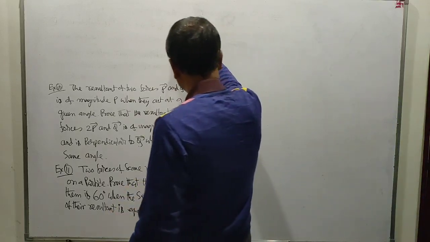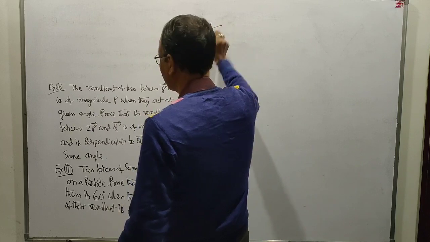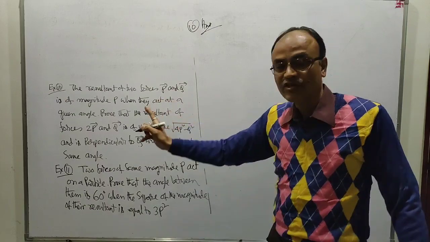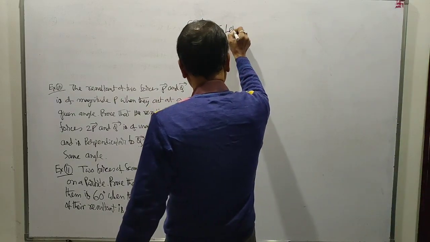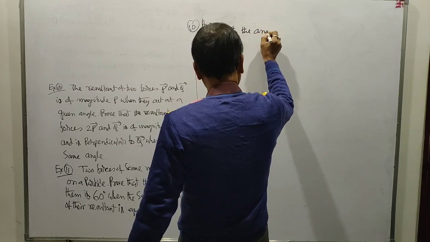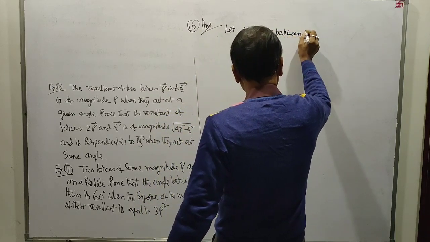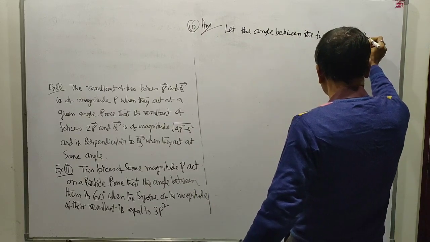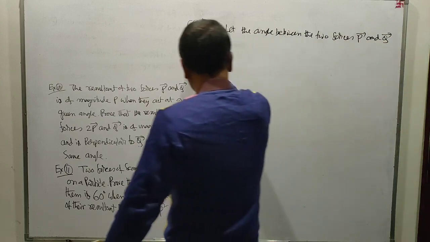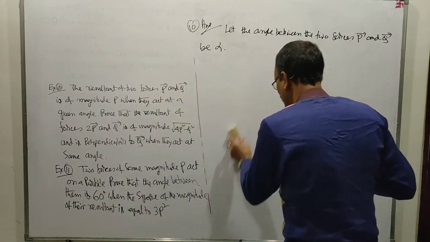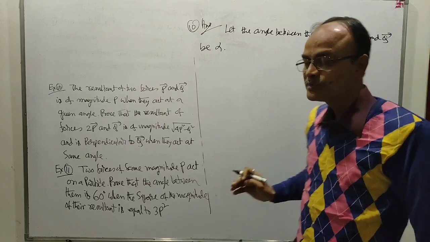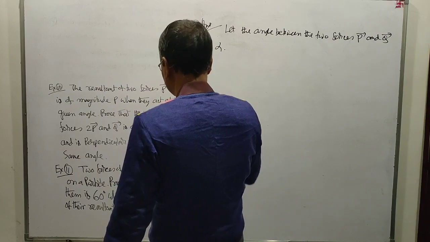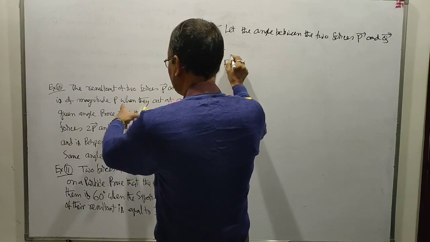Question number 10. The resultant of two forces P and Q is of magnitude P when they act at a given angle. Let the angle between the two forces P and Q be alpha. Therefore, according to the question, the resultant is also P.